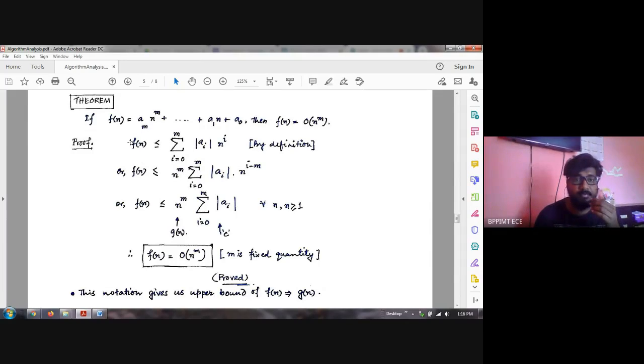So f(n), we can say, is less than or equal to the summation, where we can write this expression as a sum using the sum operator, over i equal to 0 to n, of a_i n^i.